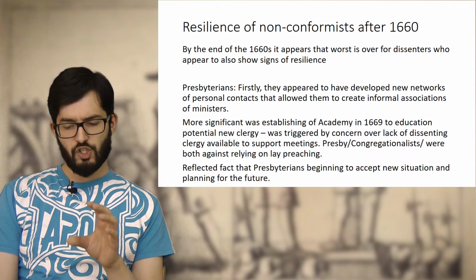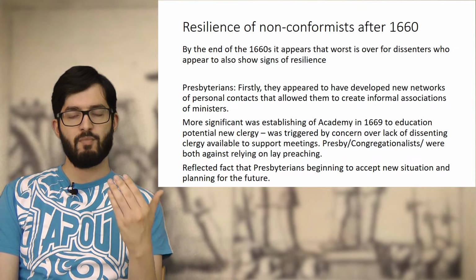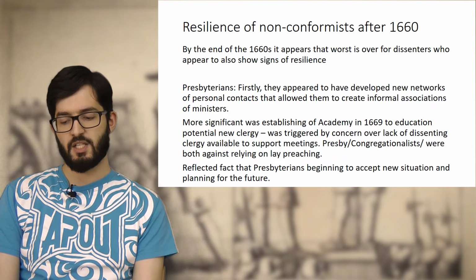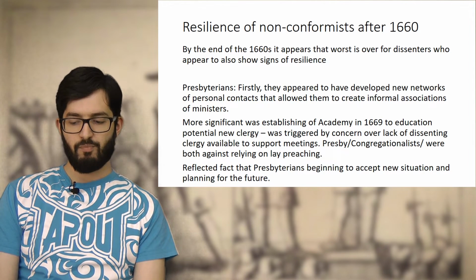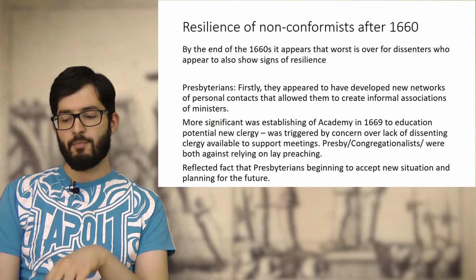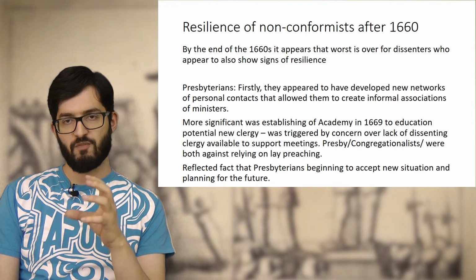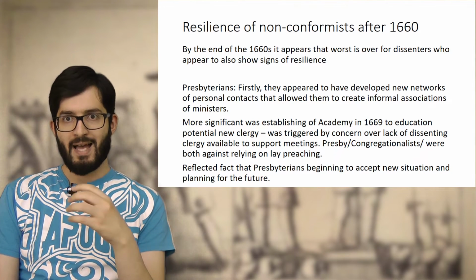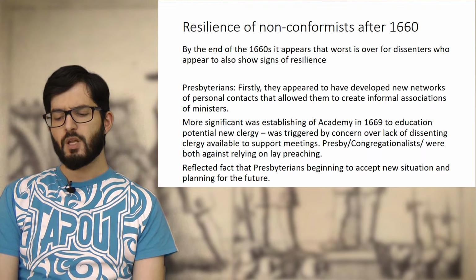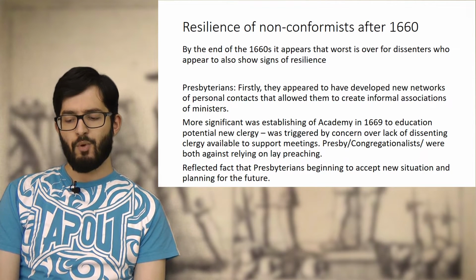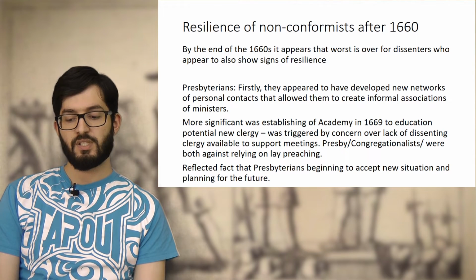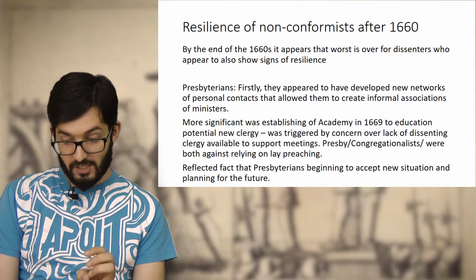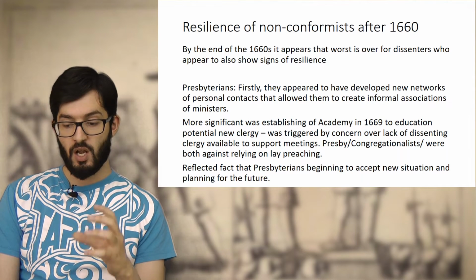And so sort of the first group to look at, Presbyterians, who had now become, or had been, ejected largely from the church, they had basically developed new networks of personal contacts that allowed them to create informal associations of ministers, as they operated secretly. And then, more significantly, was the establishing of an academy in 1669 that was designed to educate potential new clergy.